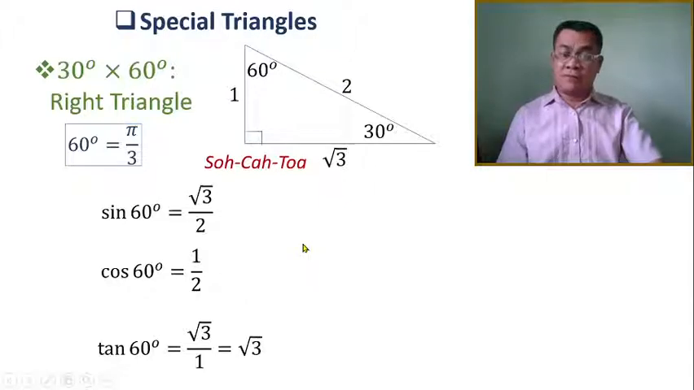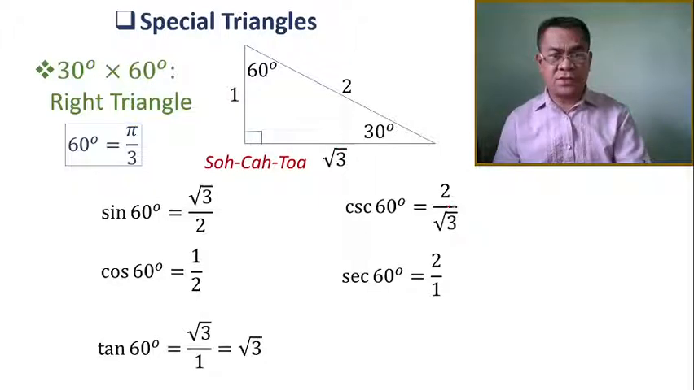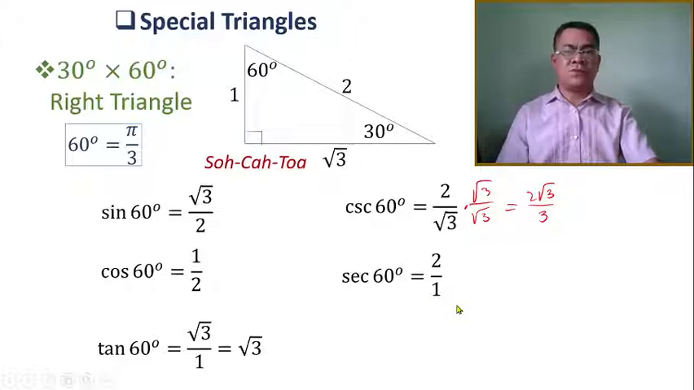For the secondary functions, the cosecant of 60, we have 2 over square root of 3. Just reverse this one. Then take note, we have to rationalize this one. So you have to multiply square root of 3 over square root of 3. So this is 2 square root of 3 divided by 3.